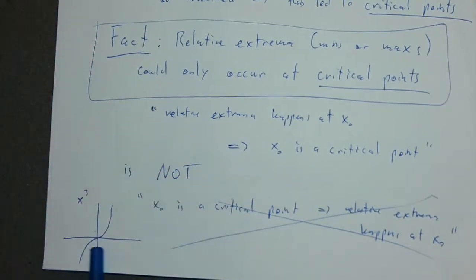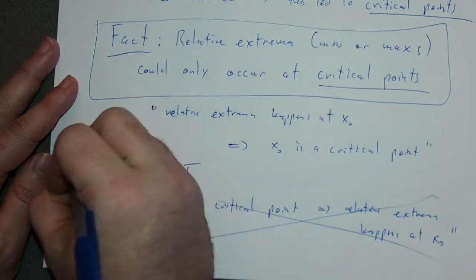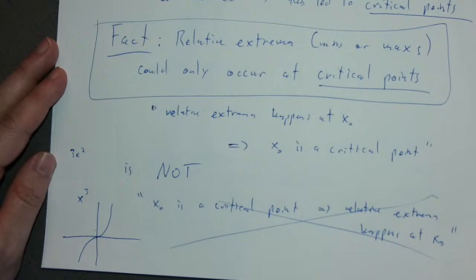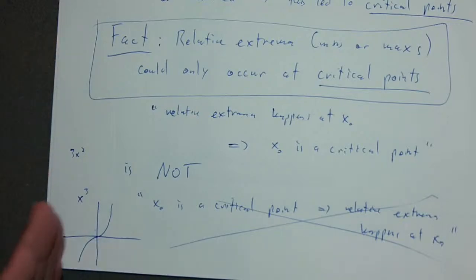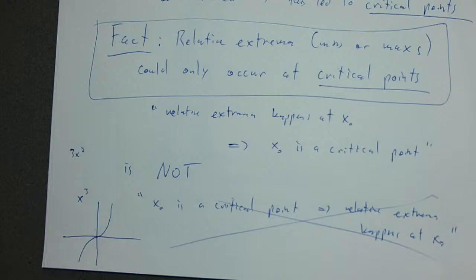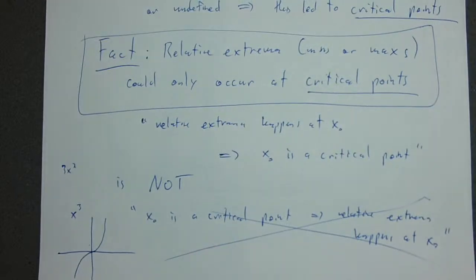At x equals 0, what happens? If you take the derivative of this thing, of course, you get 3x squared. If you plug in x equals 0 here, you get 0, so it's a critical point. 0 is a critical point, but what happens? The tangent line, of course, does go horizontal, but it doesn't change sign. So as someone else noted in the chat, what was important here was that the derivative changed sign.